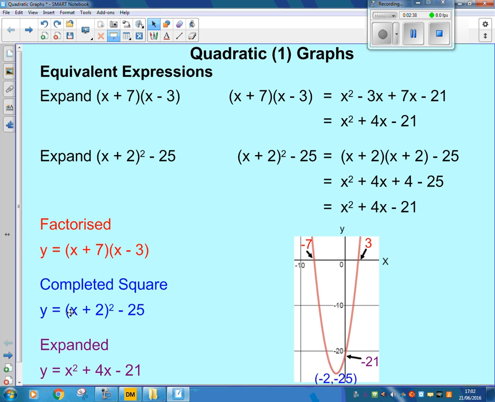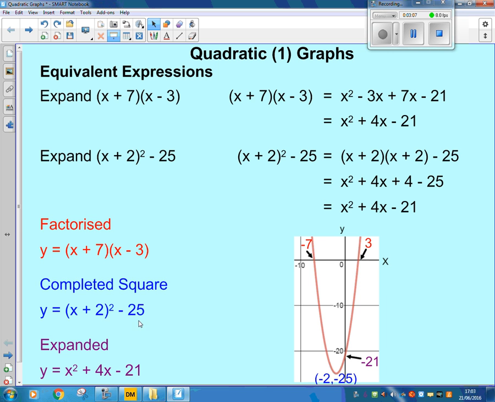If you put x in as anything other than minus 2, then when you add 2 and then square it, you're going to get something which is above 0. So for instance, if I put an x in as minus 3, I go minus 3 plus 2 is minus 1, but then when I square it, it becomes plus 1, and 1 minus 25 would be minus 24, so it would be a bit higher than minus 25. So the completed the square form is very good for giving us our vertex.